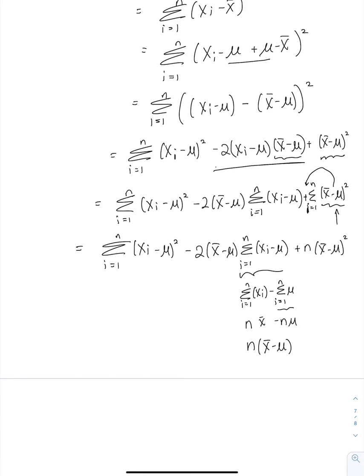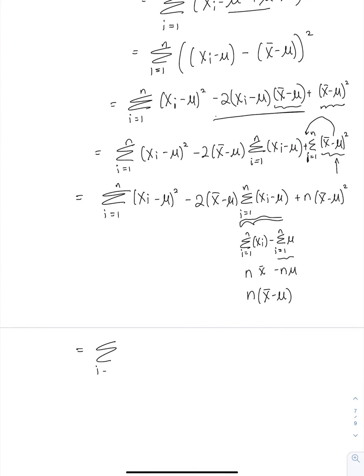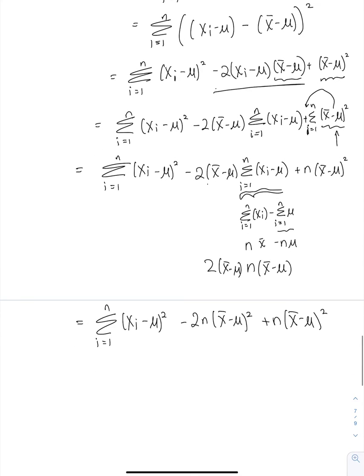Okay, so I'm not writing every single step again, it's just this part that I put a squiggly line under. So the whole thing I will rewrite as summation i going from 1 to n, xi minus mu squared minus 2 times this product. Okay, so you have x bar minus mu over here. So you'll have minus 2n times x bar minus mu squared plus n times x bar minus mu squared. So you know that is just summation i going from 1 to n of xi minus mu squared minus n times x bar minus mu squared.